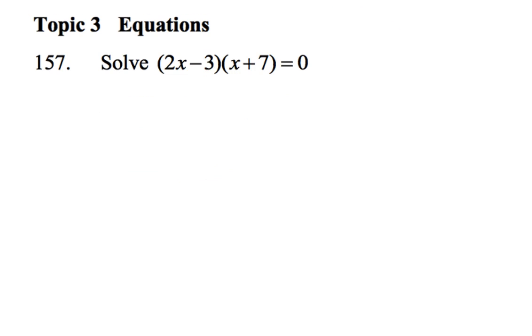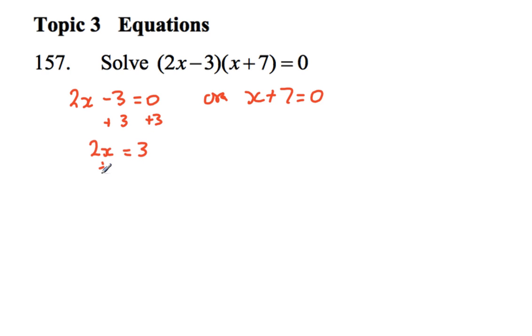Let's have a look at a few variations now. Here, once again, we have two things that are multiplying to give 0. So either 2x minus 3 equals 0, or x plus 7 equals 0. We'll solve each of those equations. We'll plus 3 both sides. This is a two-step equation, leaving us with 2x equals 3. We'll divide by 2, leaving us with x equals 3 over 2.